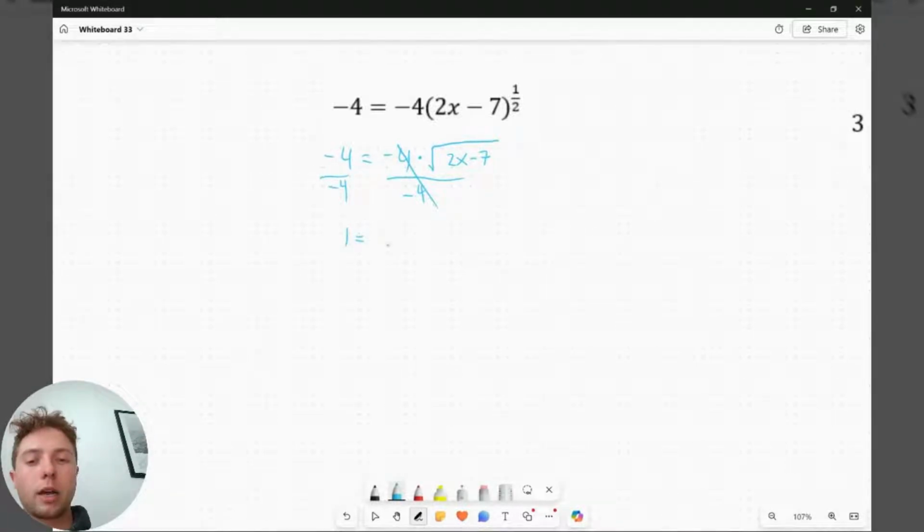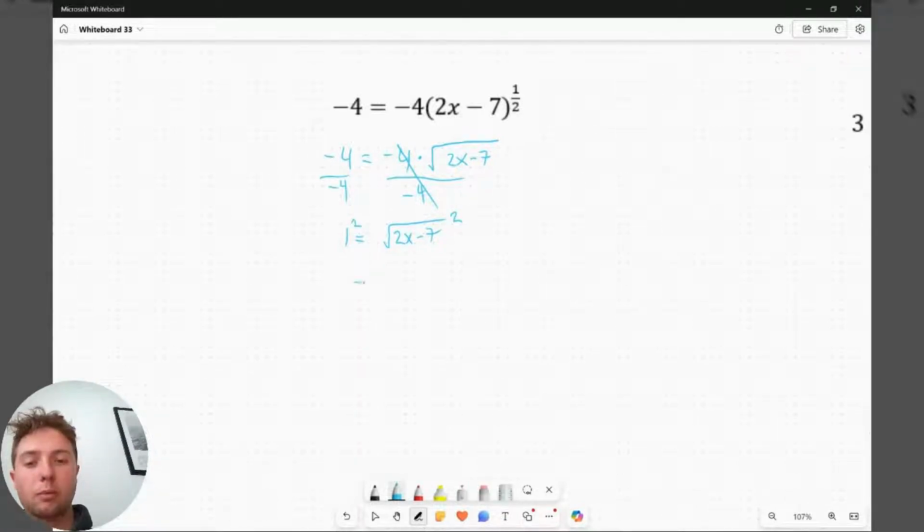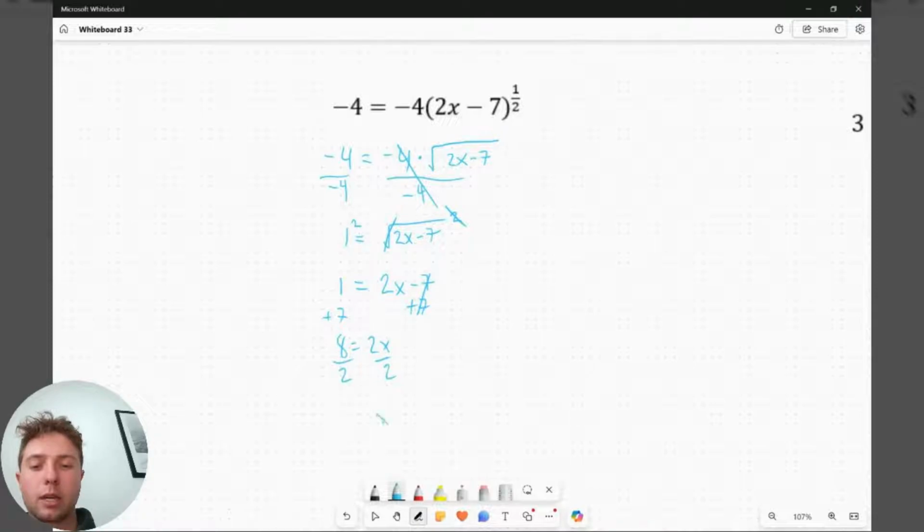That gives me 1 on the other side now, where it's equal to the square root of 2x minus 7. Notice the square root has not gone away yet, but now we can get rid of it. To get rid of a square root, we said we need to raise it to the same power on both sides. Square roots and squares cancel. So now 2x minus 7 equals 1 squared, which is just 1. Solve from here, add the 7 over, divide the 2 over, and it looks like we end up getting x equals 4.